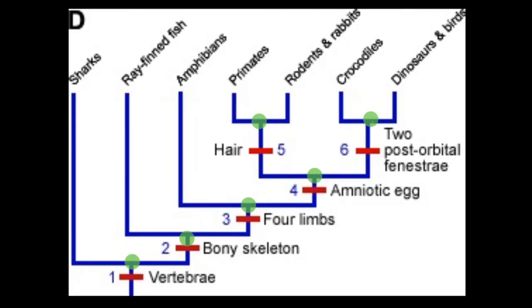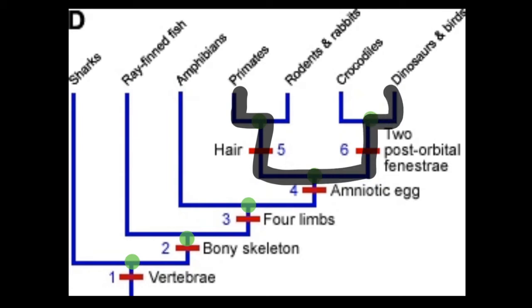So to identify the most recent common ancestors of two species, we start at the tips of the tree and trace back the branches through the tree until we reach a shared node. So to find how primates and dinosaurs are related, we start at the ends here and trace it back to one of these green nodes. So we find that this is that common ancestor.